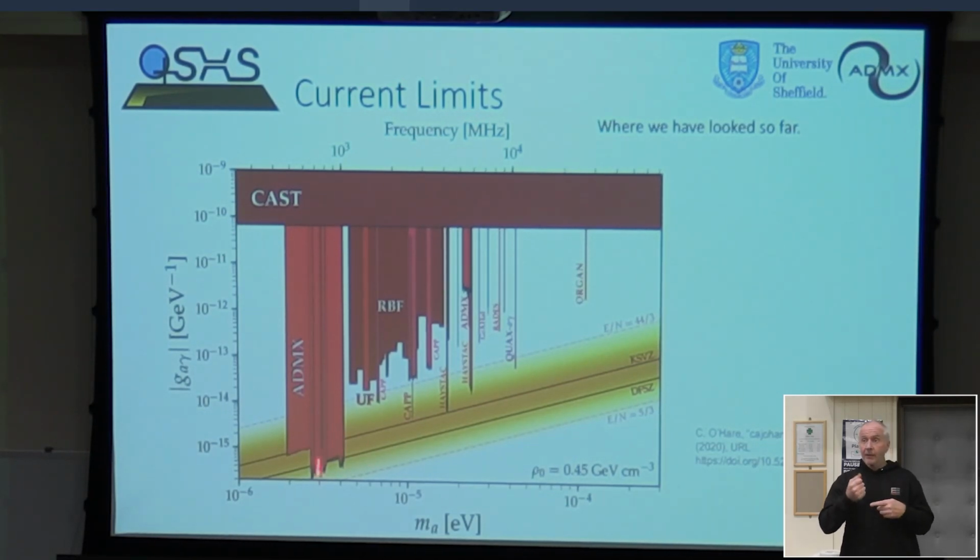We're getting somewhere. Now, this is ADMX. These ones that are plunging down deeper are its current generation. These ones that aren't quite so deep are its previous generation. This one is one of the pilot experiments. Rochester, Brookhaven, Fermilab. Again, very much similar setups. They're all basically the same sort of thing, which is what we call a cavity haloscope.